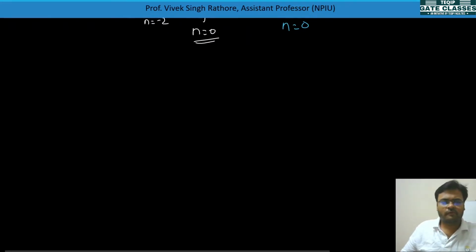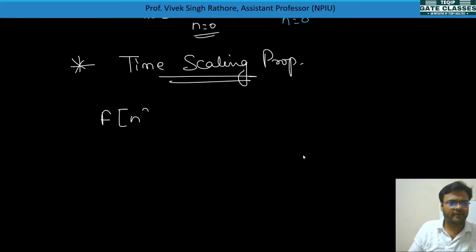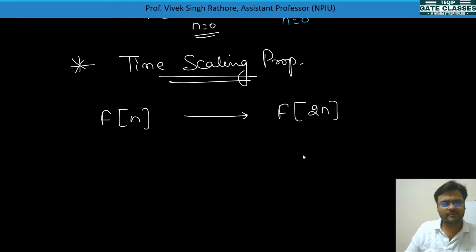Now if we perform some other operation like time scaling operation in discrete time signal, what happens, let's see. So we'll do time scaling property in discrete time signal. So earlier it was f(n), now we need to perform time scaling property. Let's suppose we need to perform f(2n), so it is a time scaling property.